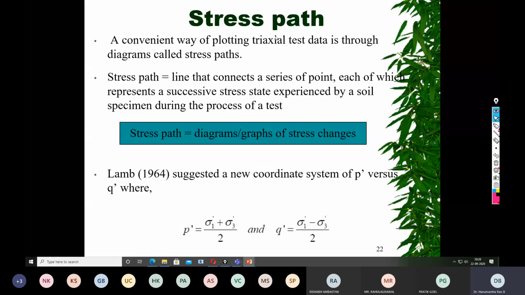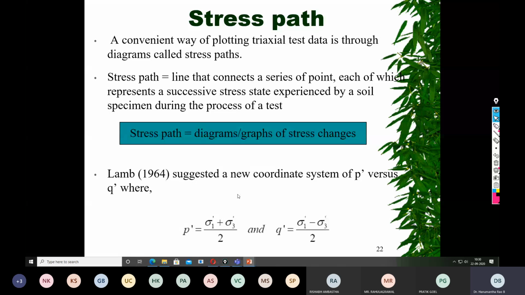But to understand the stress path, you need to convert sigma 1 and sigma 3, the major and minor principal stresses, into other parameters called P' and Q'. So Q' is the radius of the circle, (sigma 1 minus sigma 3) by 2. This is also nothing but shear strength. Then P' is the average one, the distance from the origin of the graph to the middle of the circle, (sigma 1 plus sigma 3) by 2.